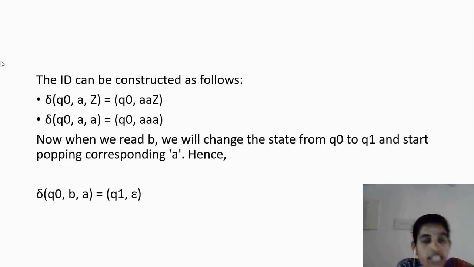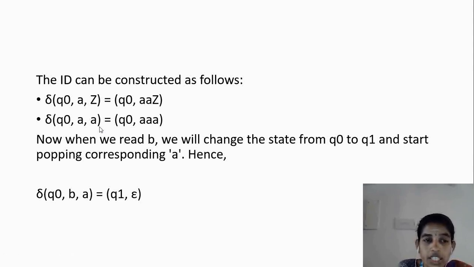So the instantaneous descriptions are listed here. First I read the input symbol A. At the starting state, the stack is empty, denoted as Z. At the starting state, the stack content is Z, so I push the A 2 times. The final value is AAZ. The second time I read the same input symbol A, but here the top of the stack is A, not Z, because I already put 2 A's in my stack. In this condition again I push the double A in my stack.